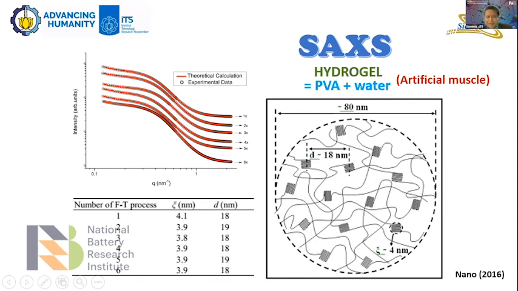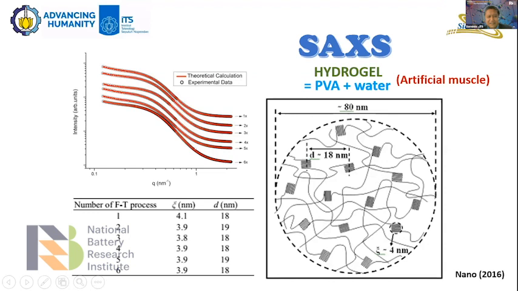It is the same gel, but prepared with a different number of freezing-thawing cycles. It means that in the gel preparation, we should cool down and heat up many times. So this is the freezing and thawing from around minus 4 degrees Celsius until 5 to 6 degrees Celsius. And here we can prepare from 1 to 6 cycles of freezing-thawing.